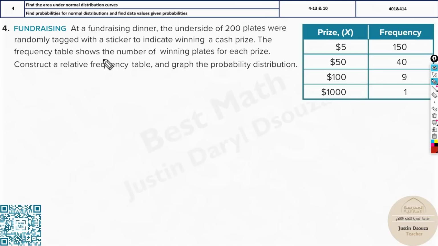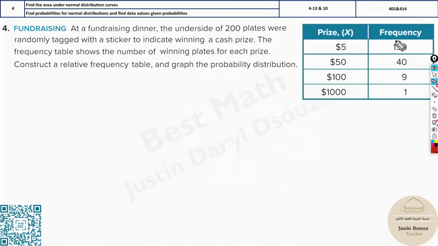The frequency table shows the number of winning plates for each prize. Construct a relative frequency table and graph the probability distribution. Now they have given you all the different prizes and the frequencies. They have told us 200 frequencies in total, 200 plates that are winning cash prizes.